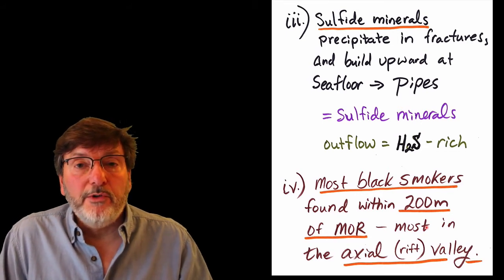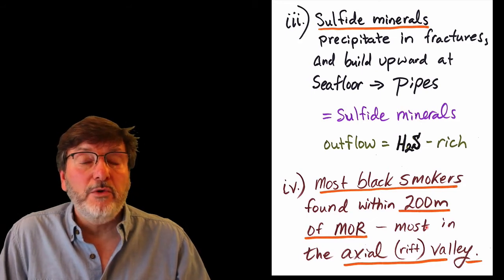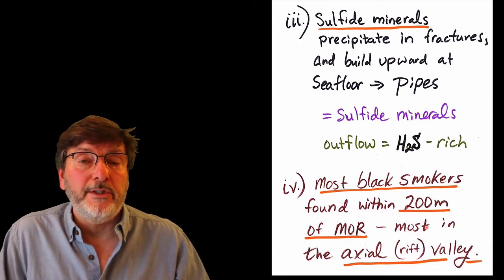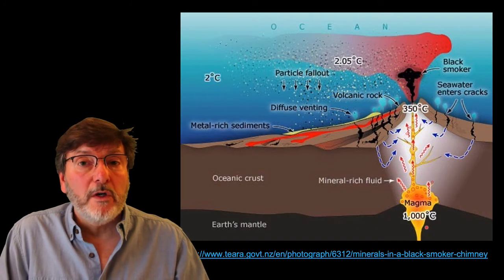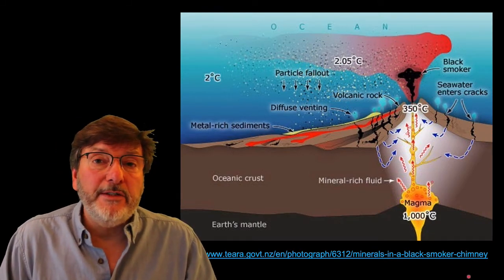Most black smokers are found on the mid-ocean ridge, often in the axial valleys, or within 200 meters of the mid-ocean ridge itself, so very close to the heat source. They form in systems like this.